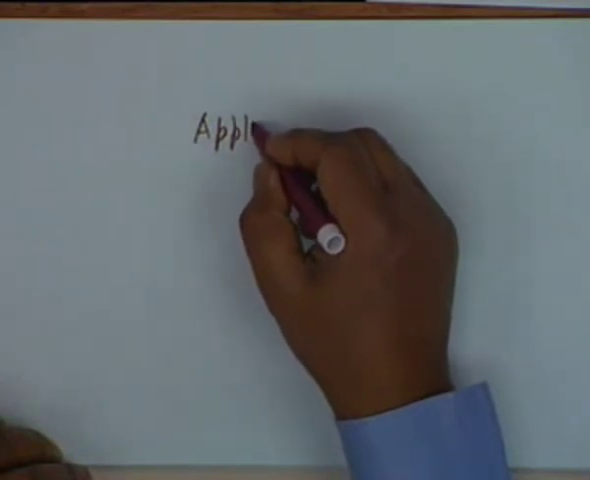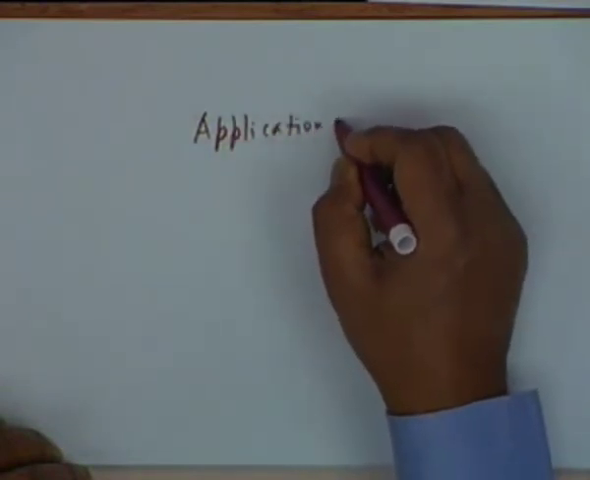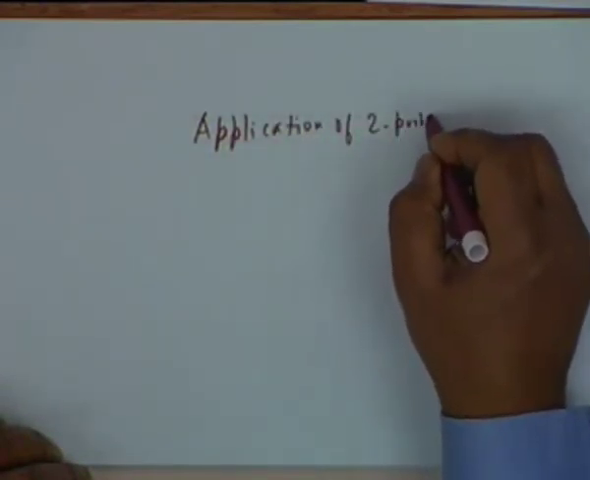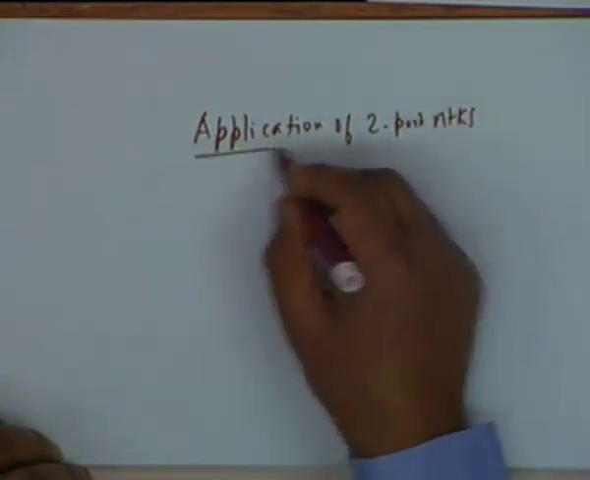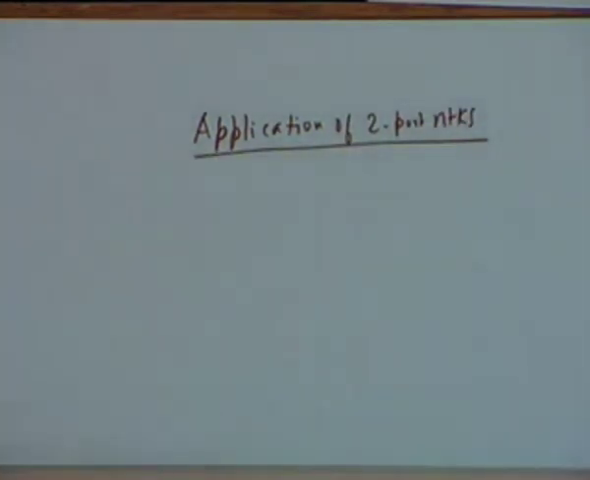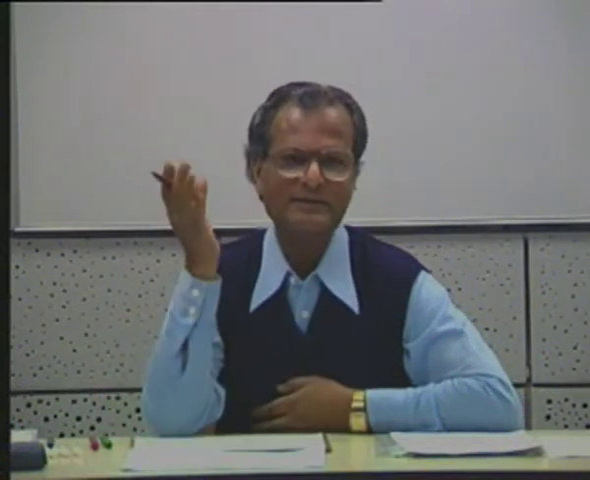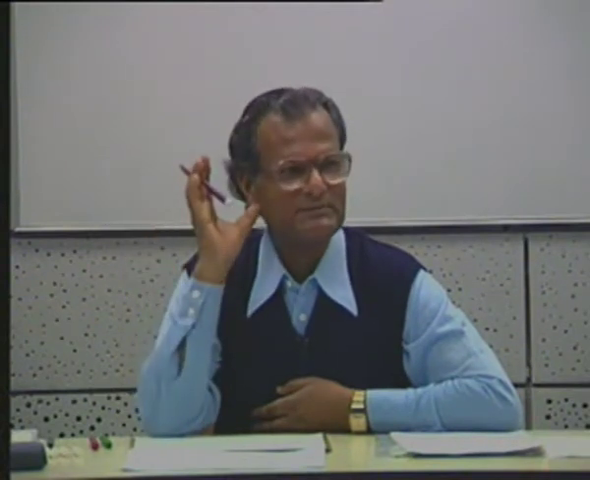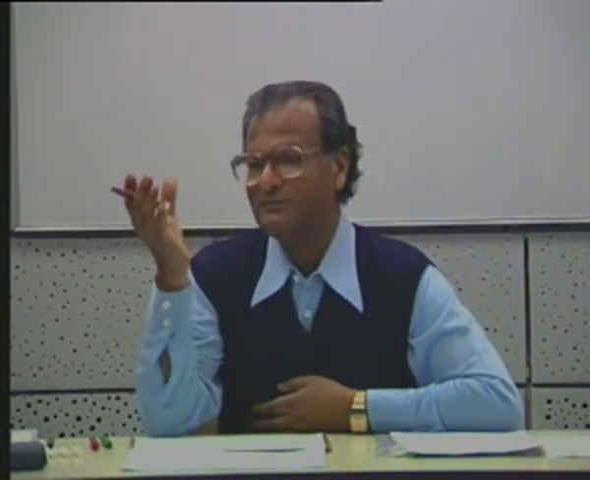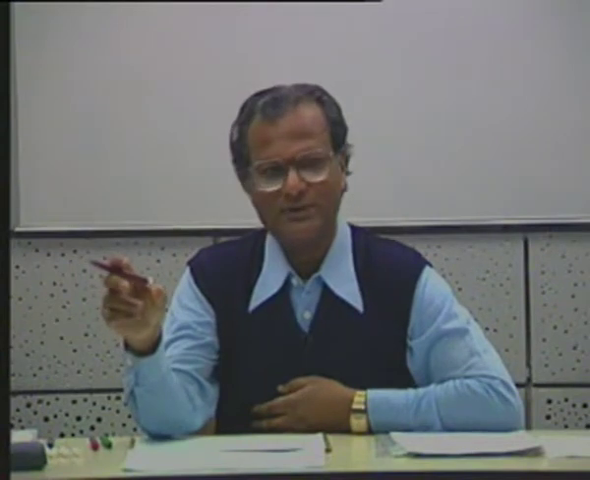Application of two-port networks. Where are two-port networks used? Almost all networks that you see are two ports. All right? For example, a communication receiver. What is the input? Input comes from the antenna. And where is the output? Output is the loudspeaker. A CRO, there is an input signal. What is the output? Output is the visual output. It's a picture. All right?